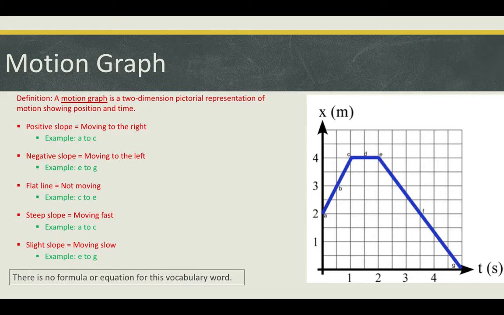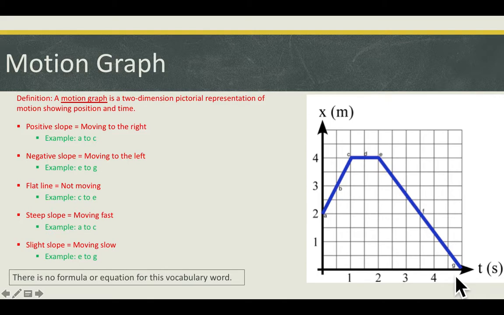So the definition of a motion graph is that it's a two-dimensional pictorial representation of motion that shows position and time. X stands for position. You remember that from our first lesson in this unit, that the variable for position is X. So the up and down axis on this graph is for position, measured in meters. The side-to-side axis on this graph is for time, measured in seconds.